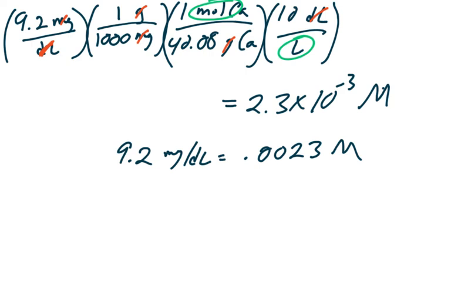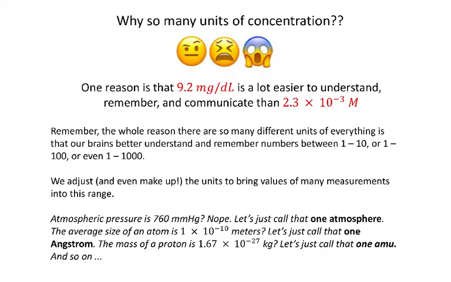And 9.2, though, is just a nicer number to say than 0.0023. It's easier to remember, and that's the point I'm making here. And I've made this point many times. So that's kind of the answer to our question, why. It's easier to understand, to remember, and to communicate these kinds of numbers.